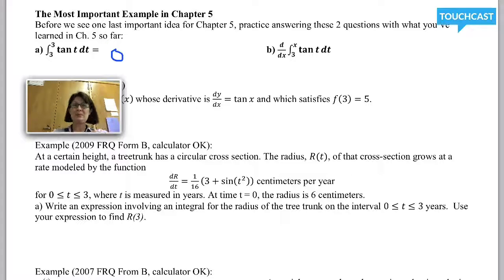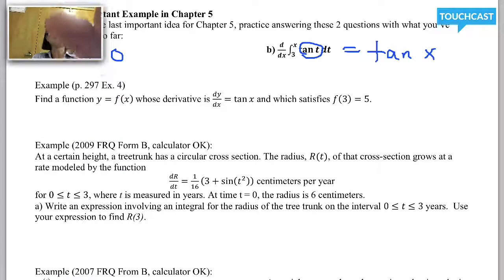This next one, letter B, is a review of the first part of the fundamental theorem of calculus that we learned. I can take the derivative with respect to x of an integral whose lower limit is a constant and upper limit is x, and whatever function I have on the inside just turns into that same function, but instead of being a function of t or whatever it was on the inside, now it's going to be a function of x. It's going to be tangent of x. So those were supposed to be easy. Quick review because they're going to help us understand this next big idea.